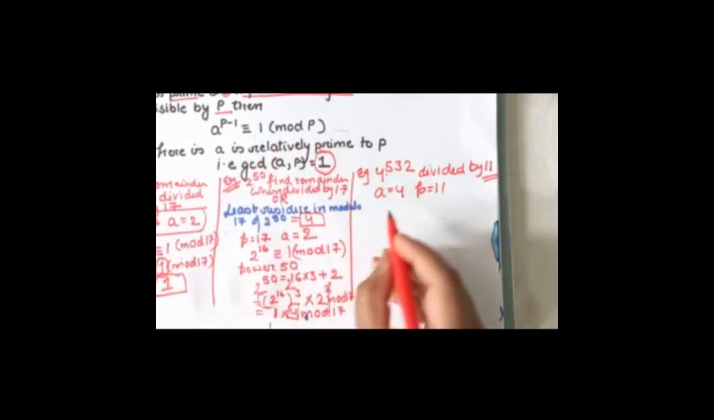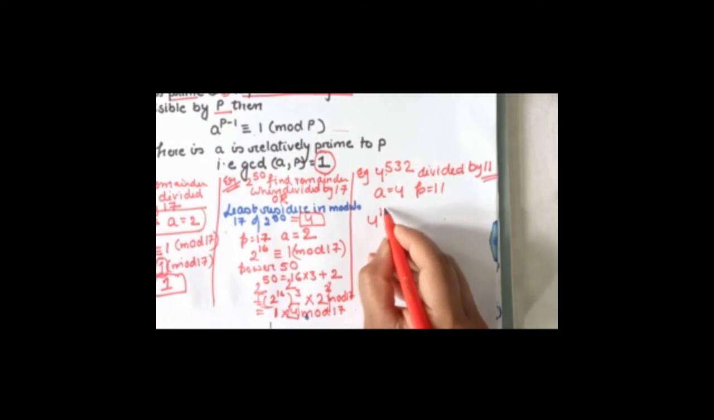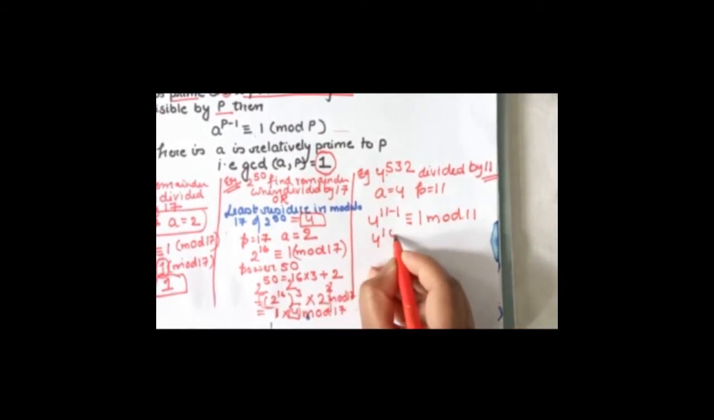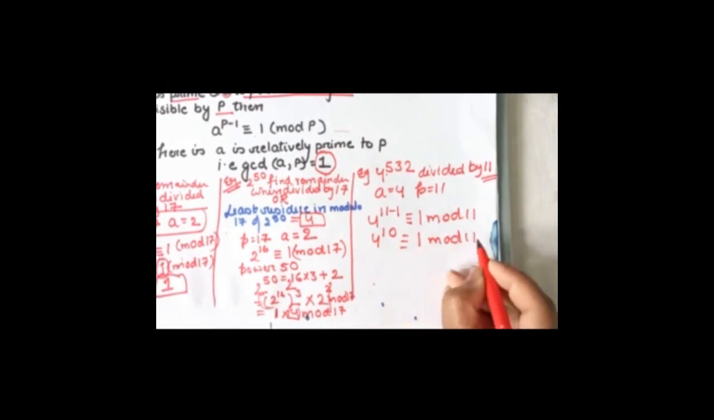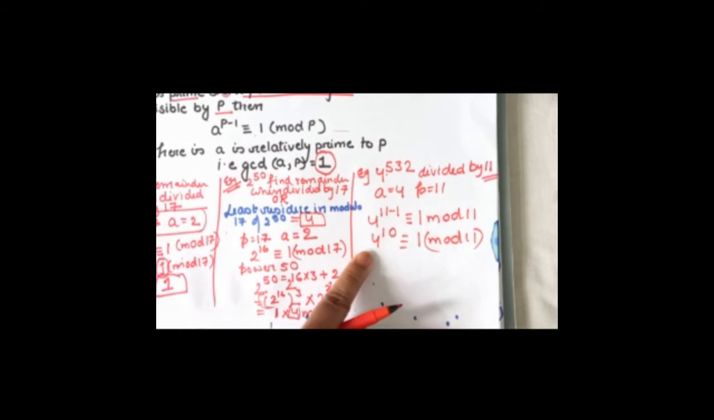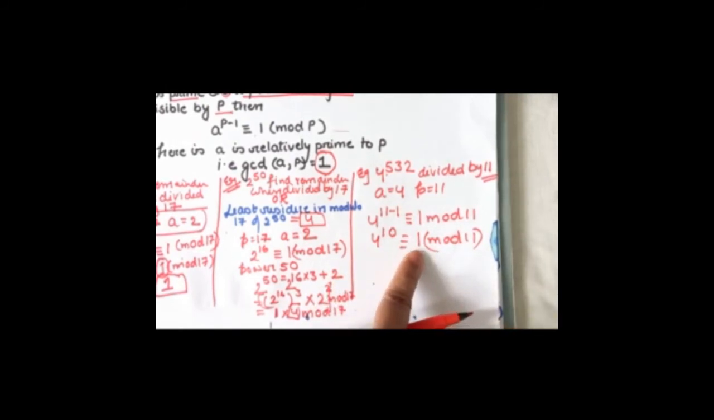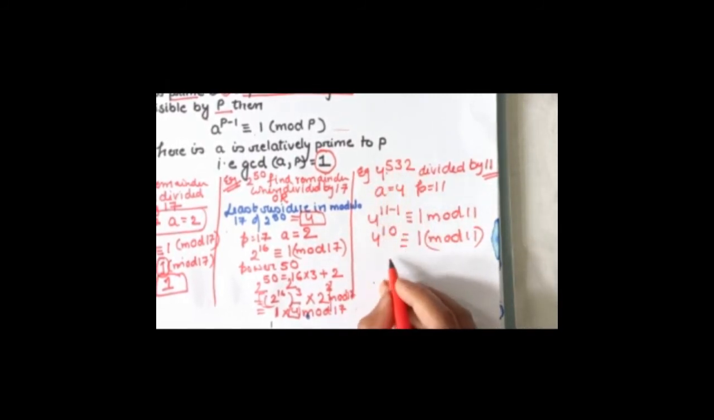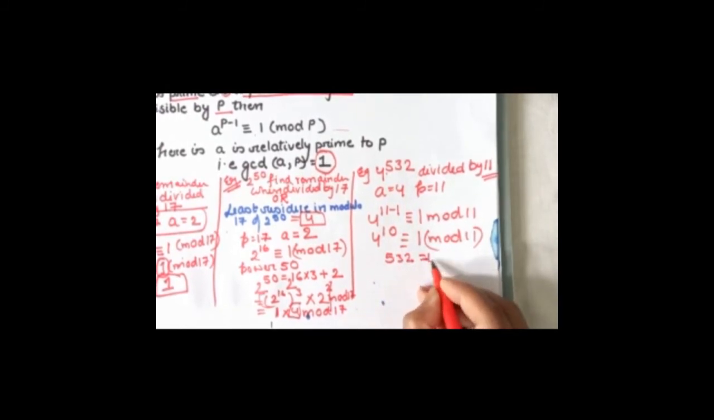So a is 4, p is 11. Moving ahead. Since this is true, I'm going to write down my value from Fermat's theorem, which is a to the power p minus 1, that is 11 minus 1, is congruent to 1 mod 11. So 4 to the power 10 is equivalent to 1 mod 11. This means when you divide 4 to the power 10 by 11, you get residue 1. Now I'm going to divide my 532 such that I get a multiple of 10. Very simple: 10 into 53 gives me 530, plus 2 gives me 532.